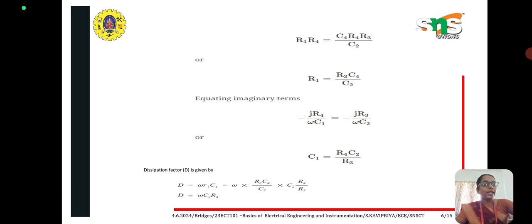While equating the imaginary terms, we will get the value of the unknown capacitance C1. C1 is R4 C2 divided by R3. From the values of C1 and R1, we can determine the dissipation factor. The dissipation factor is the power that is dissipated by the capacitor. The equation for the dissipation factor is omega C4 R4, where omega is equal to 2 pi f.